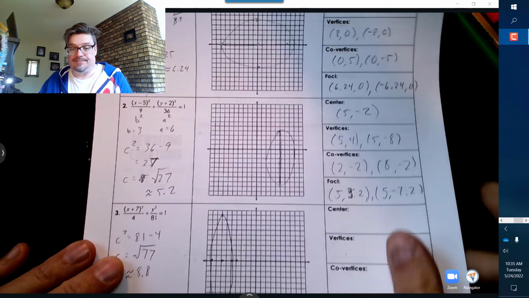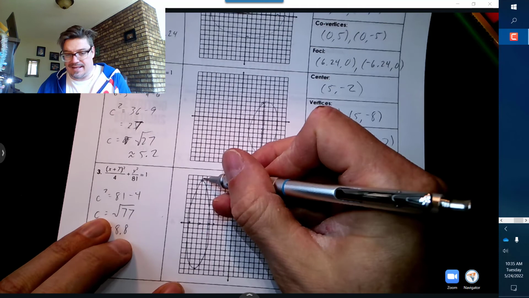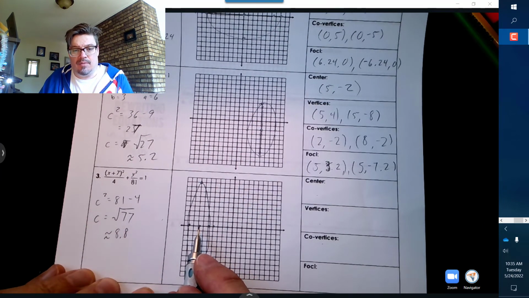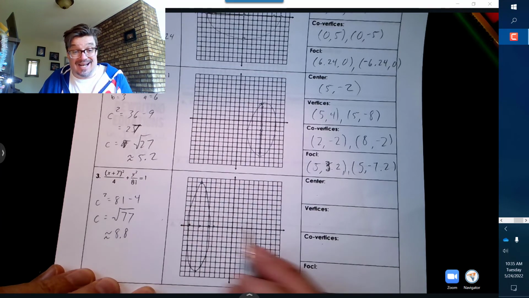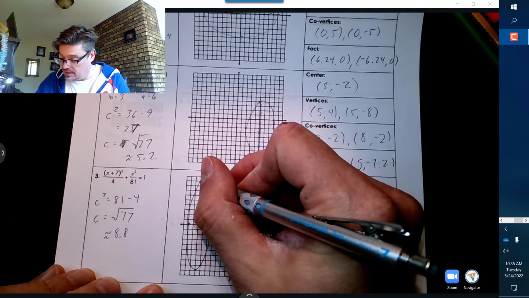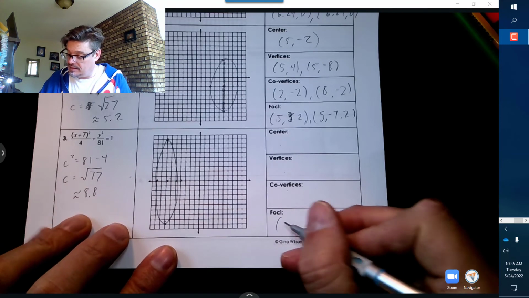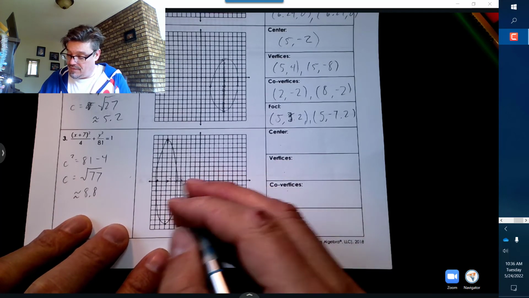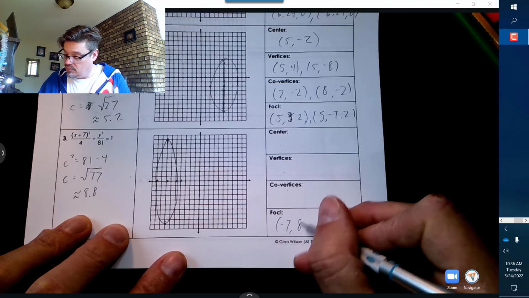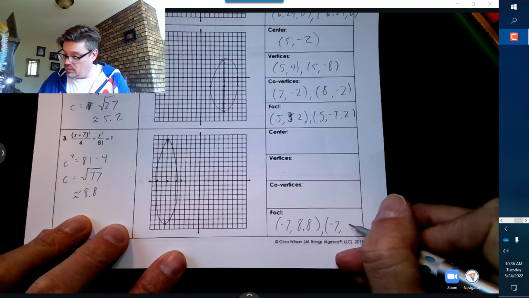Remember, the foci are on the major axis, not the minor. And if it was the minor, 8.8 would have taken us way outside of the ellipse, and that just can't happen. You've got to be on the inside. 8.8 is really close to the edge. And since you're at 0, your foci are going to be, how far are we? 7, negative 7, and then 8.8 up, and 8.8 down.